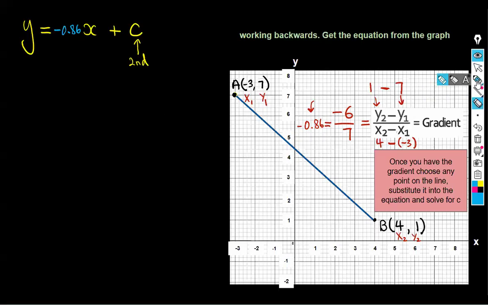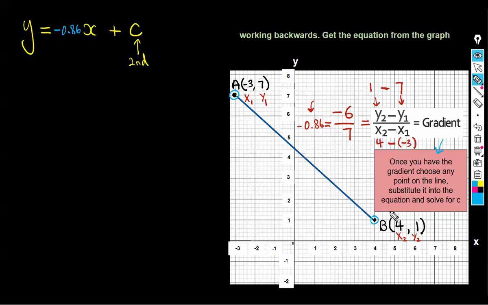So now to find C, we choose any point. Well, I even have the instructions here. I left the instructions. The truth is, to find C, you could choose any point. You could choose point A or you could choose point B. Now, this is just me. I always look for the easier way out.